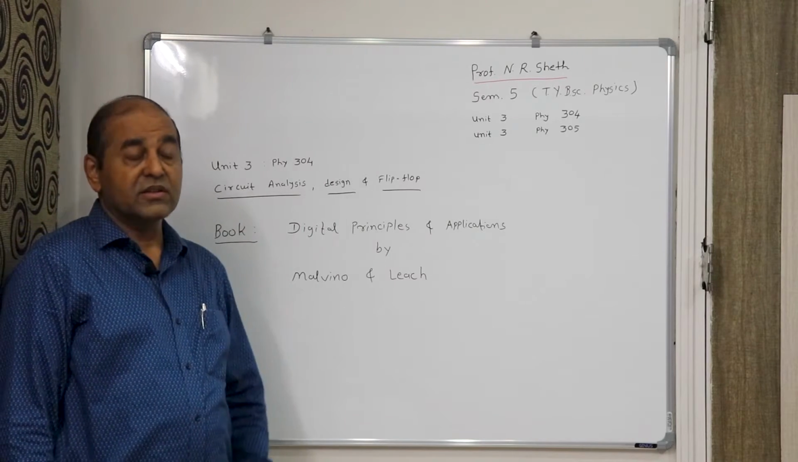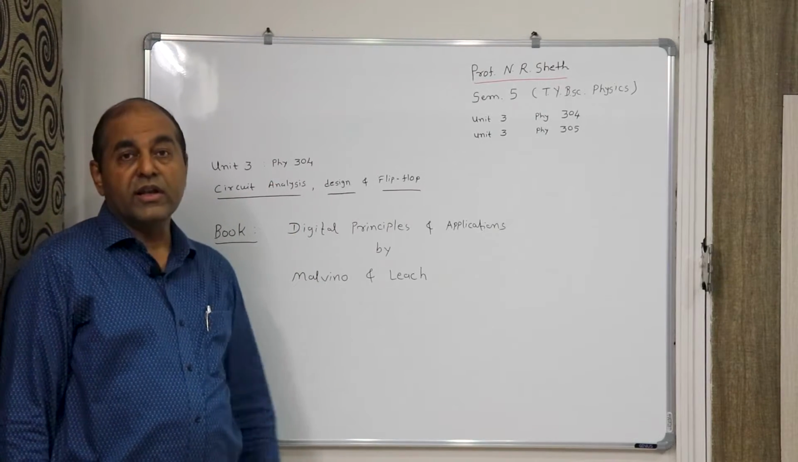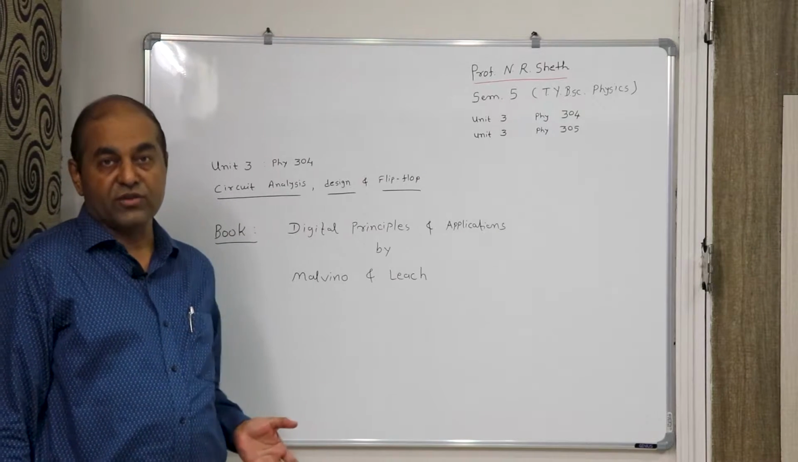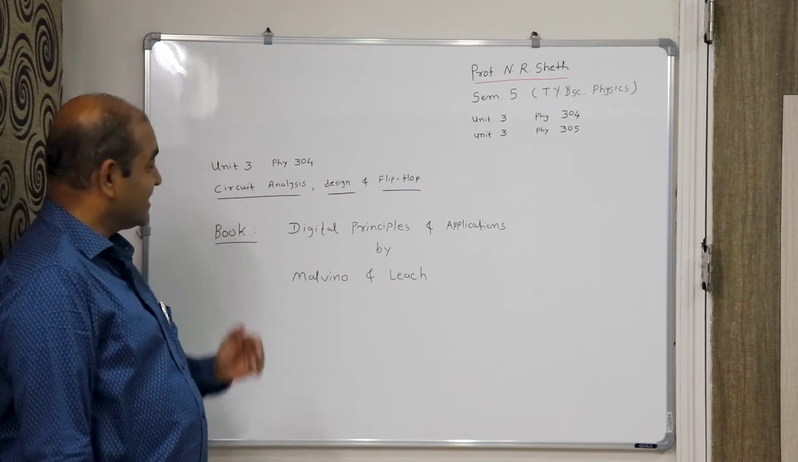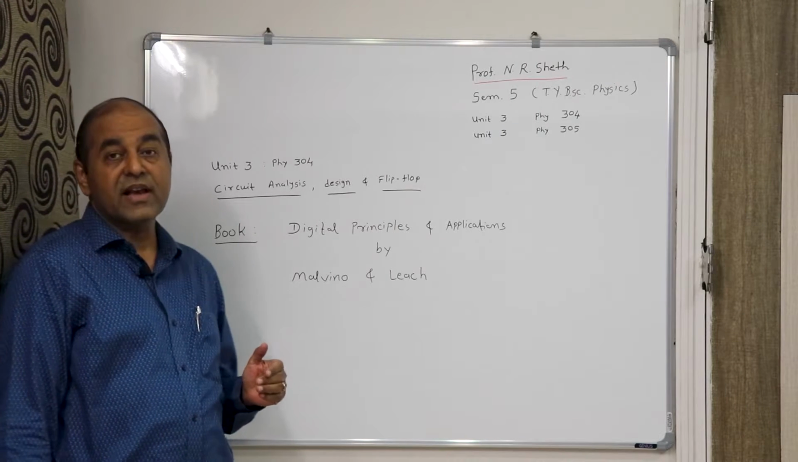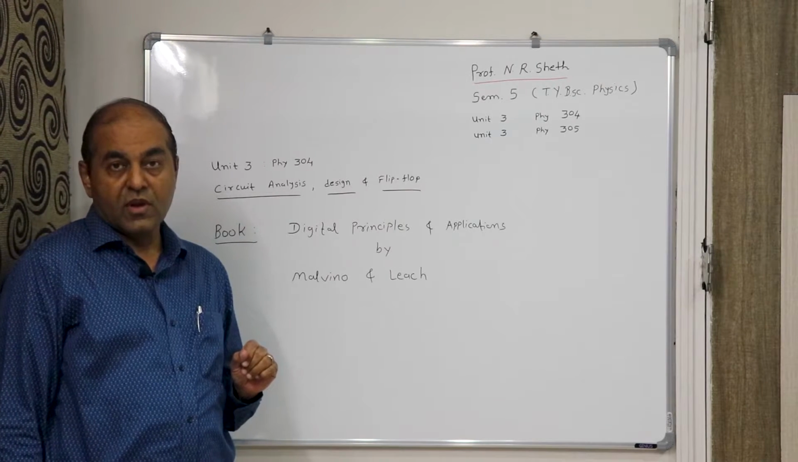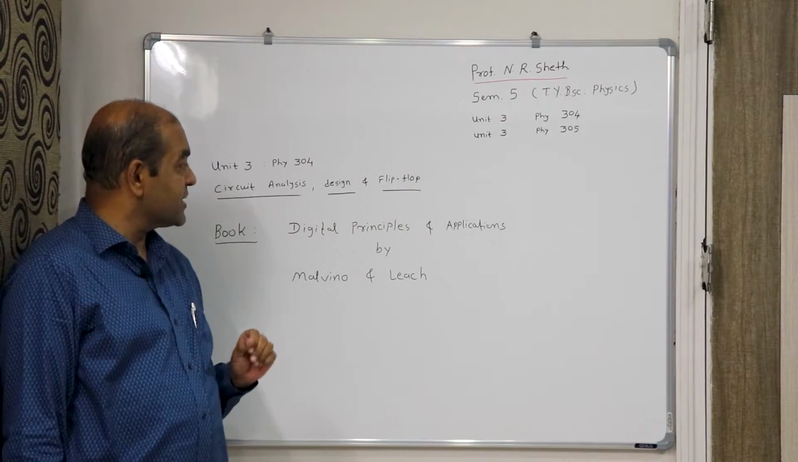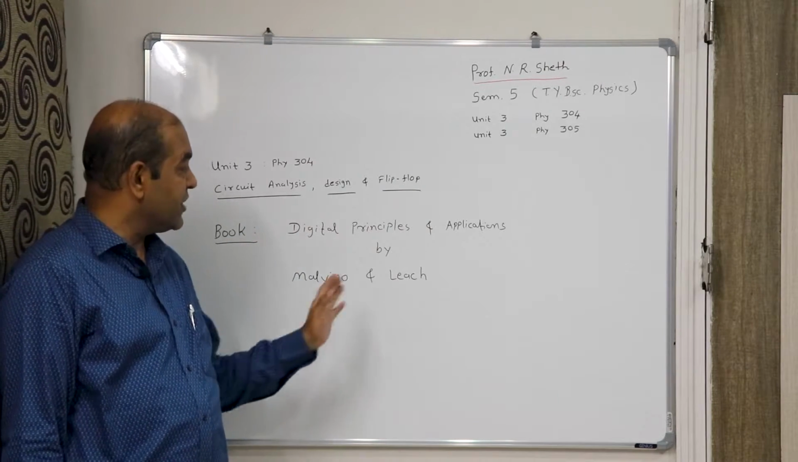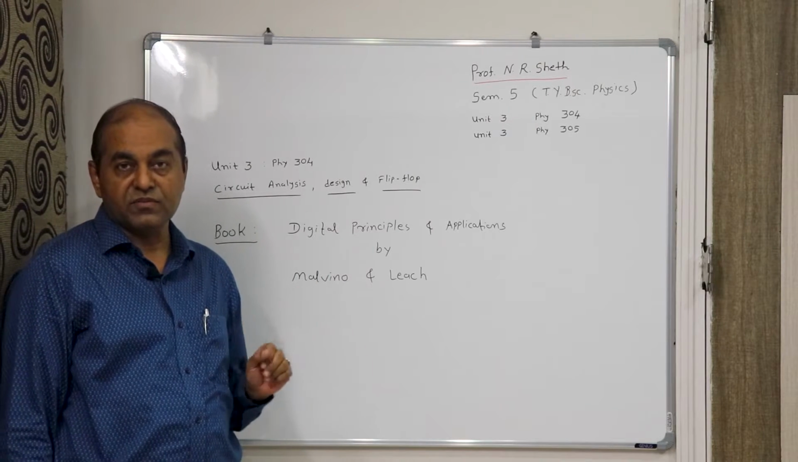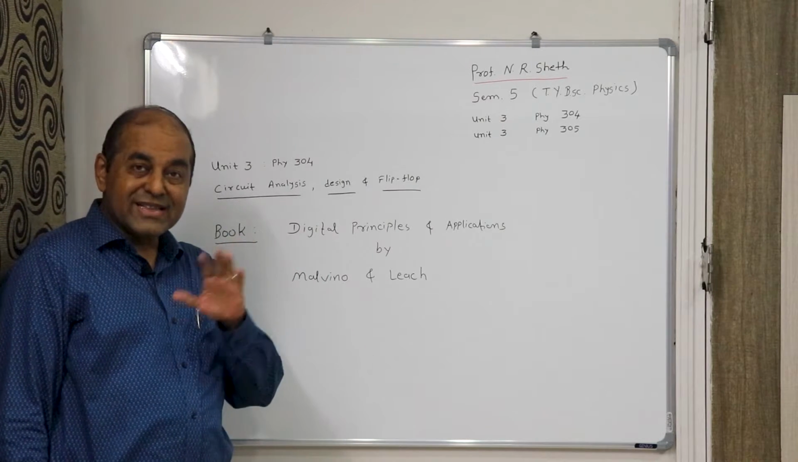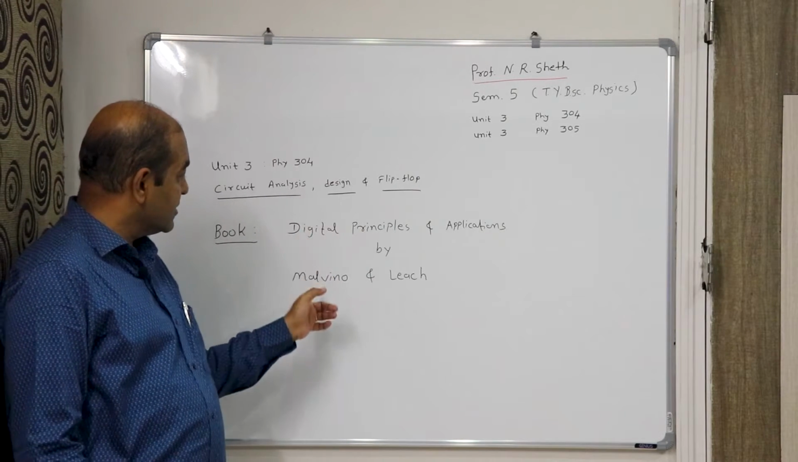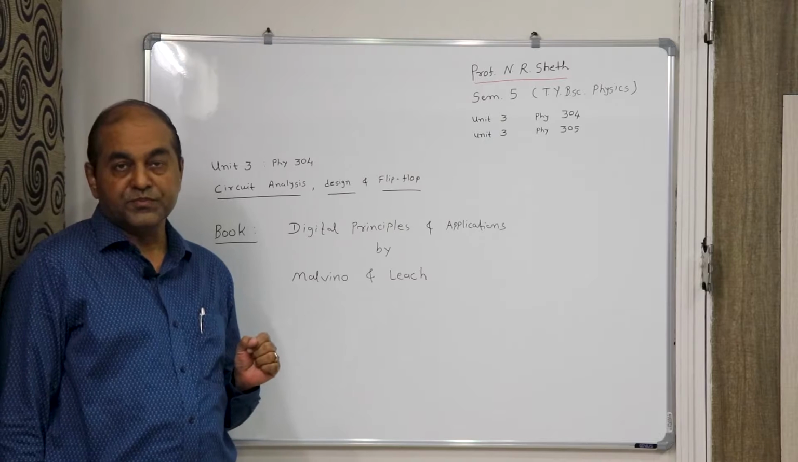Now let's start with Unit 3 of paper 304, that is based on digital electronics. The title is Circuit Analysis, Design and Flip-Flop. For this, a reference book is Digital Principle and Application by Malvino and Leach. It's an international edition. So in SEM 5 and SEM 6, the digital electronics is from this book.